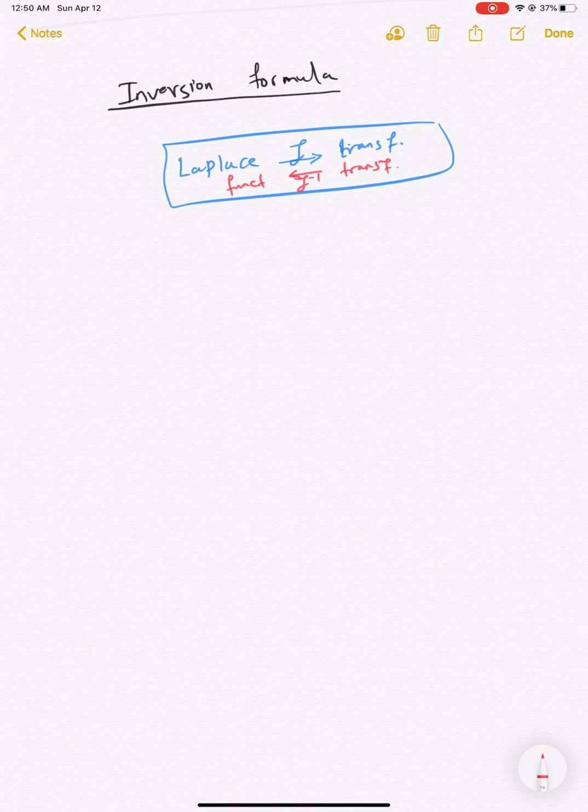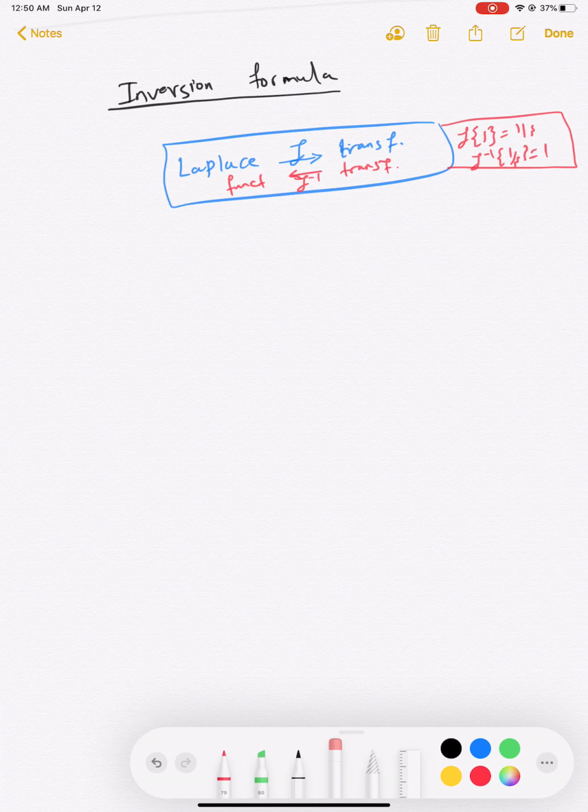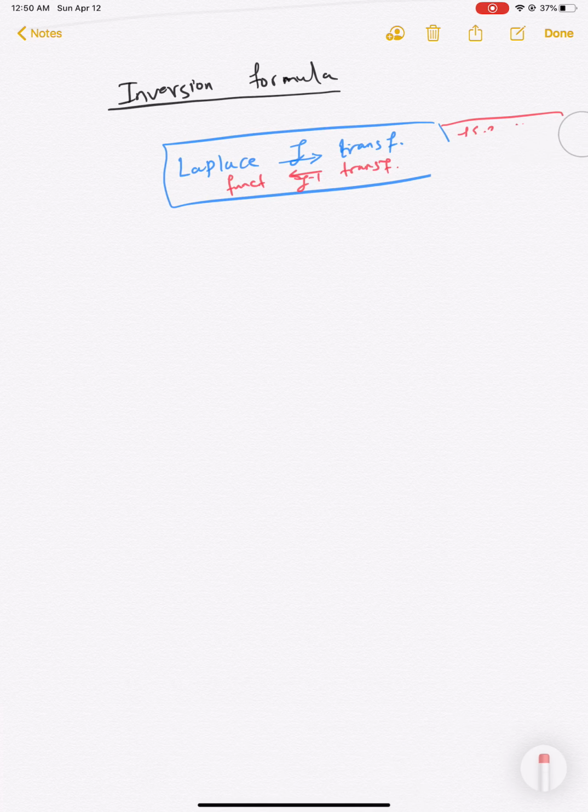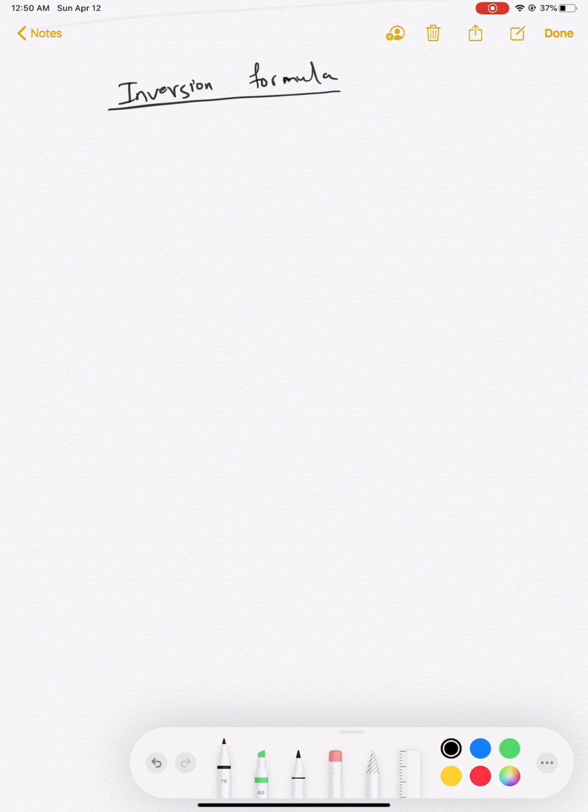So for example, just to remind you, if you find the Laplace of the function 1, it's 1 over s. So what is Laplace inverse of 1 over s? It is 1. This is what's meant by the inversion formula in general. From the name, it's like the inverse. You're taking something, then you reverse it to get back to the original. So what's the inversion formula for Fourier transform?